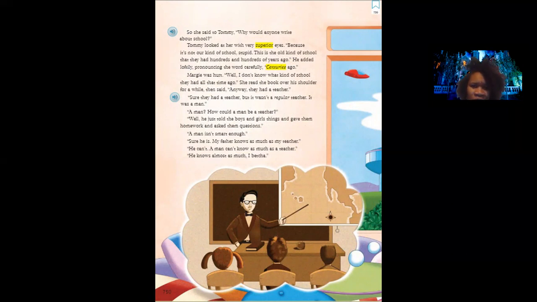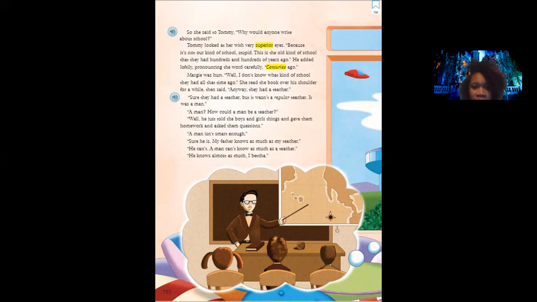Margie was hurt. Well, I don't know what kind of school they had all that time ago. She read the book over his shoulder for a while, then said, anyway, they had a teacher. Sure, they had a teacher, but it wasn't a regular teacher. It was a man. A man? How could a man be a teacher?